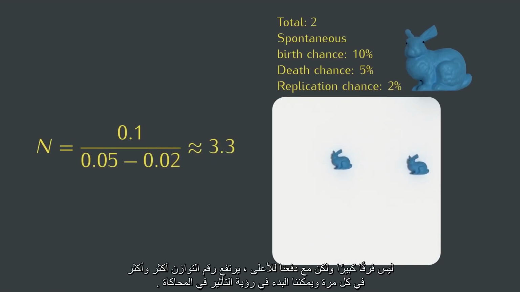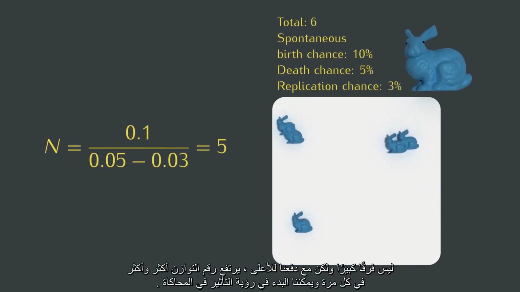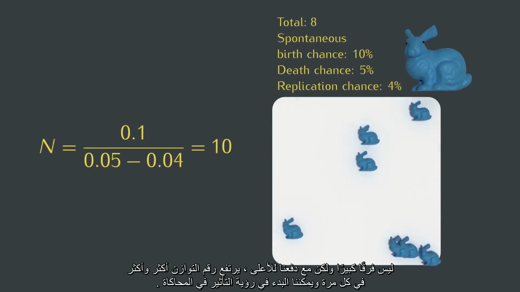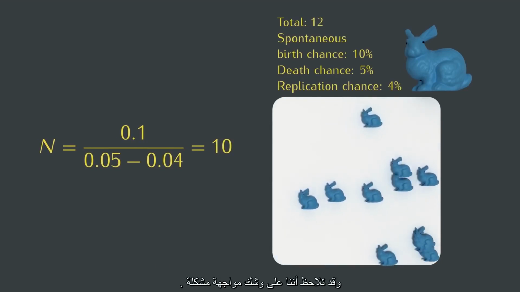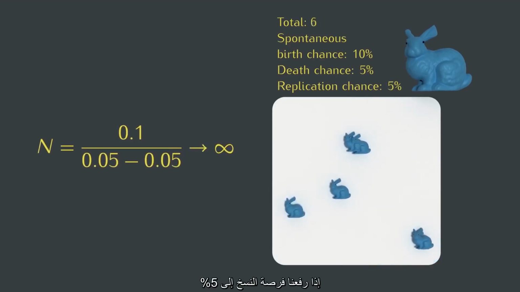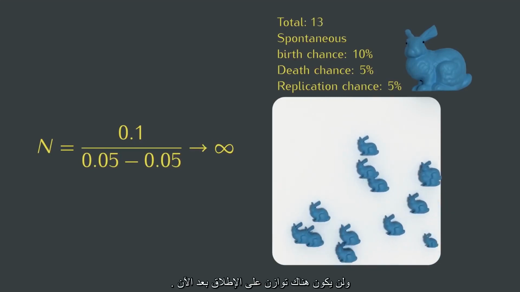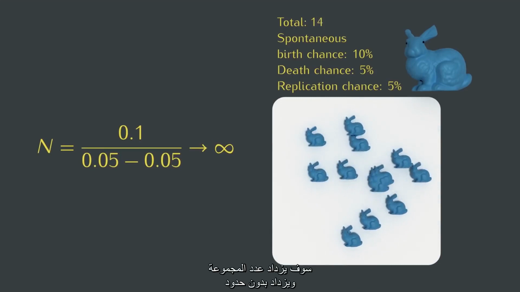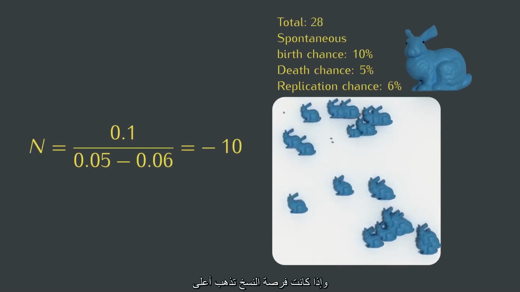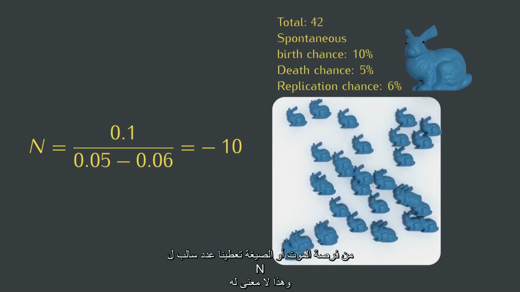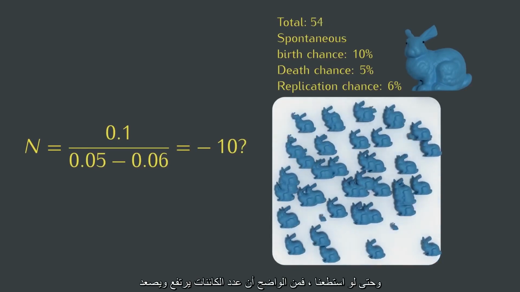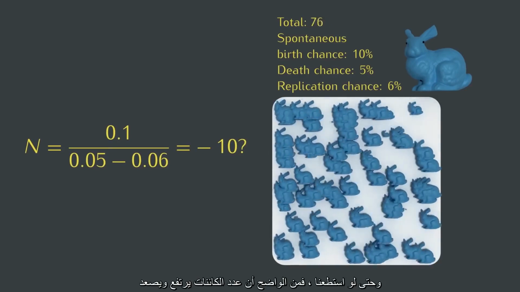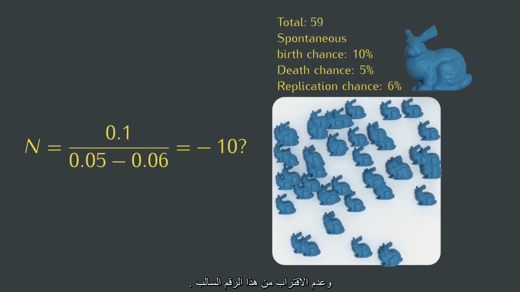Not a huge difference, but as we push it higher, the equilibrium number goes up by more and more each time, and we can start to see the effect in the simulation. And you might notice that we're about to run into an issue. If we raise the replication chance to 5%, we'll be dividing by 0, and there won't be an equilibrium at all anymore. The population will get bigger and bigger without limit, and if the replication chance goes higher than the death chance, our formula gives us a negative number for n, which makes no sense because we can't have a negative number of creatures. And even if we could, the number of creatures is clearly going up and up and up and not getting closer to that negative number. Reproduction quite literally breaks our equation.